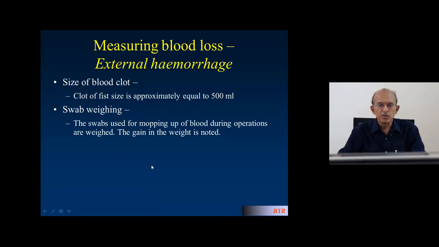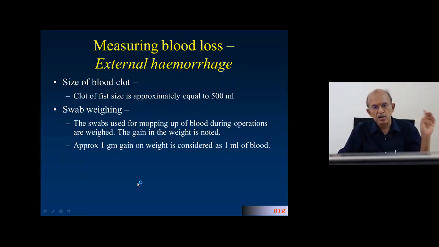The swabs used for mopping of the blood during operation are weighed. The gain in weight is noted. Approximately 1 gram gain in weight is considered as 1 ml of blood. So if there is a 500 gram gain, it means 500 ml of blood has been lost. The anesthetist takes a paper and notes it down.